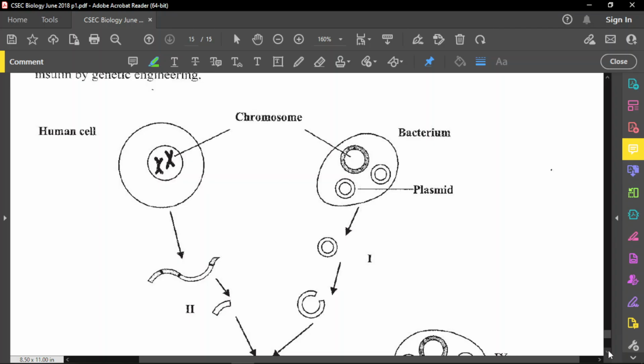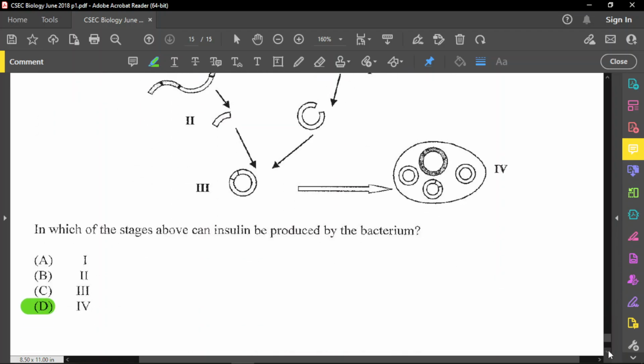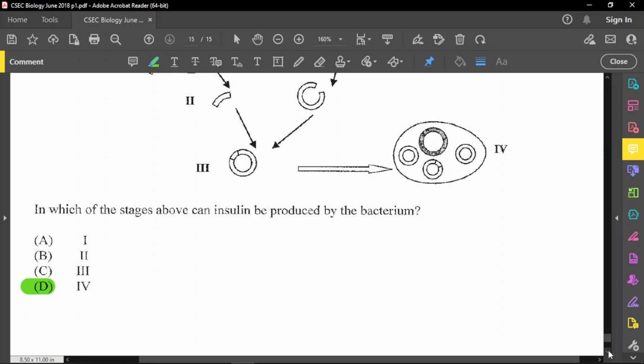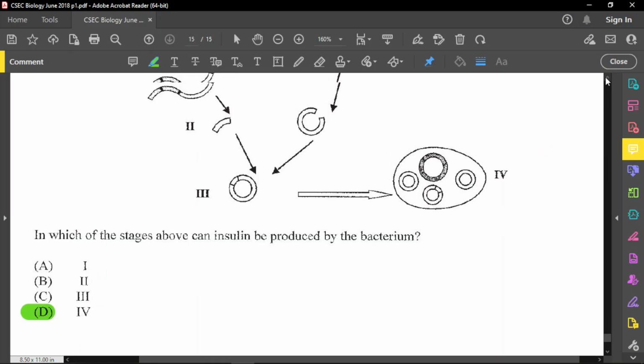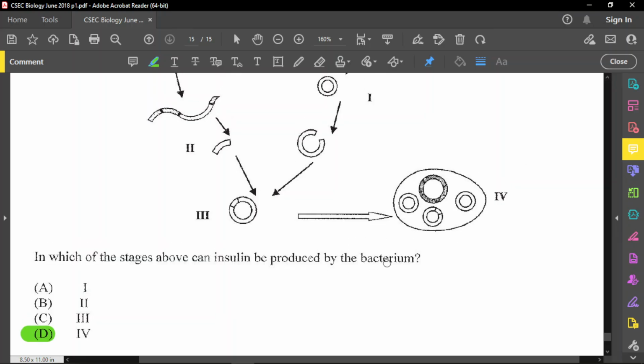All right, and so here the question reads, in which of the stages above can insulin be produced by the bacterium? And this again is a repeat question, so definitely stage 4, which is the final stage. Notice it is in the bacterium. So it's produced by the bacterium. So the recombinant gene must be inside the bacterium for it to produce the insulin. All right. So this will be the gene that will be reintroduced into the cell by recombination of the genes.